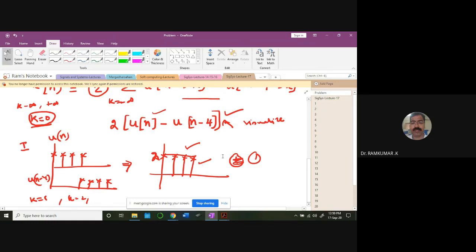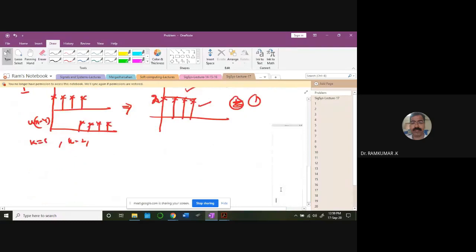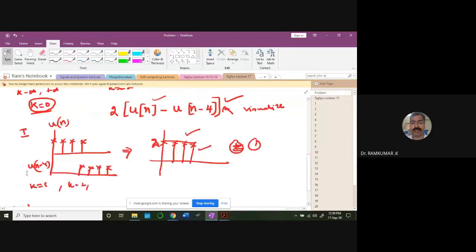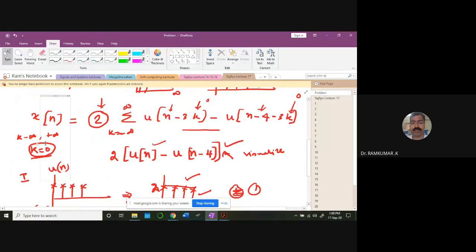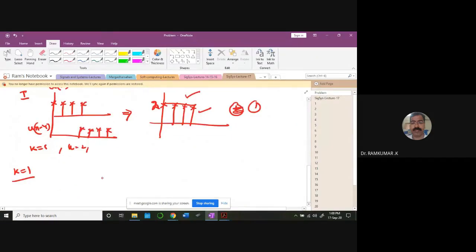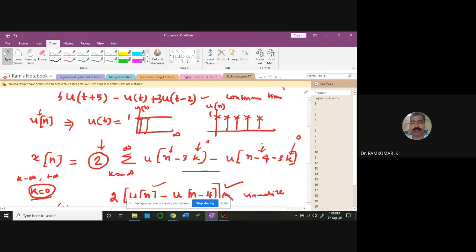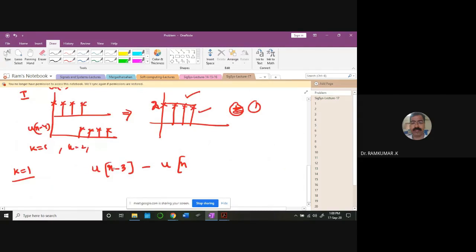In the same manner I'll do it for the next one. What is the next one? K equal to 1. I put k equal to 1 here. What do I get? U of n minus 3. Next waveform: minus u of n minus, what? If I put 3 here and 1 here, I get minus 4, minus 3, minus 7. This will be the next signal.